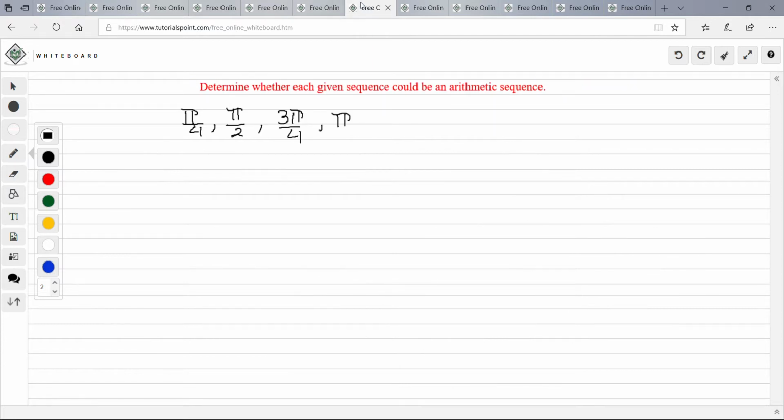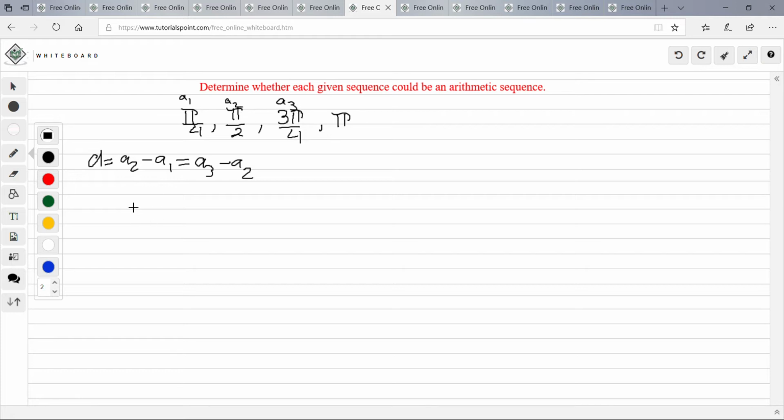Determine whether each sequence could be an arithmetic sequence. So remember, arithmetic sequences must have a common difference. So A2 minus A1 should equal A3 minus A2. So this is A1, A2, and A3.